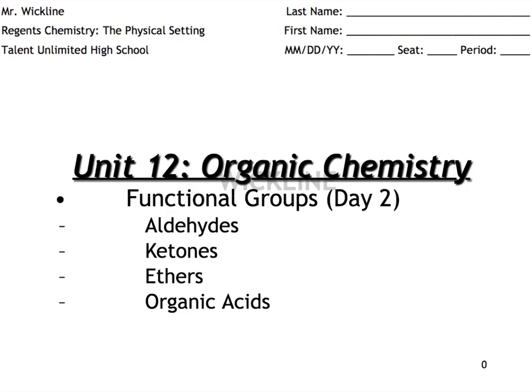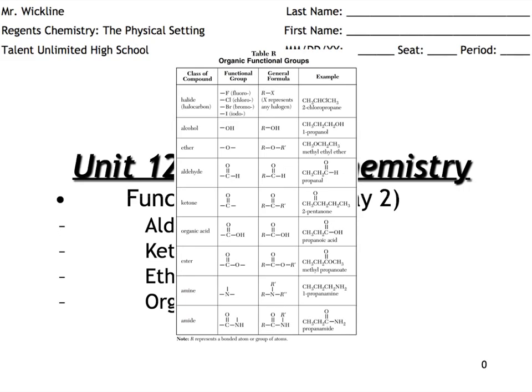Hello all. In this lesson we're going to be studying our second day of functional groups, and we're going to cover a lot more ground today. We're going to discuss aldehydes, ketones, ethers, and organic acids. So when we finish talking about organic acids, we will have done halides, alcohols, ethers, aldehydes, ketones, and organic acids. We'll still have to talk about esters, amines, and amides to some extent, but those will come in the next lesson.